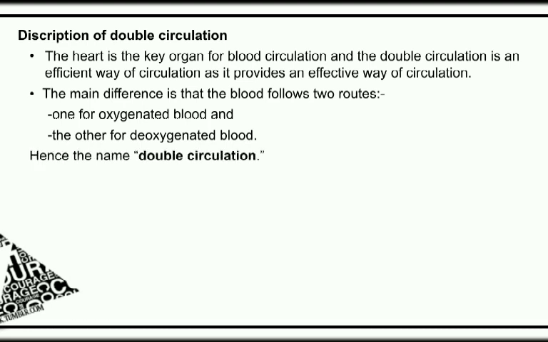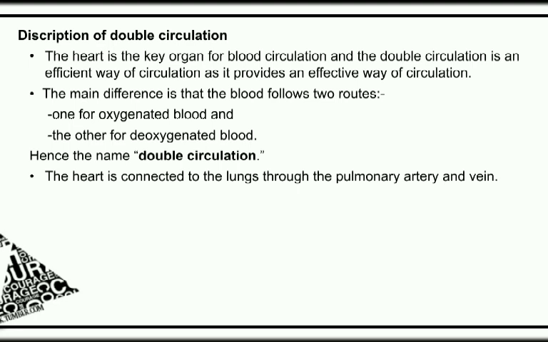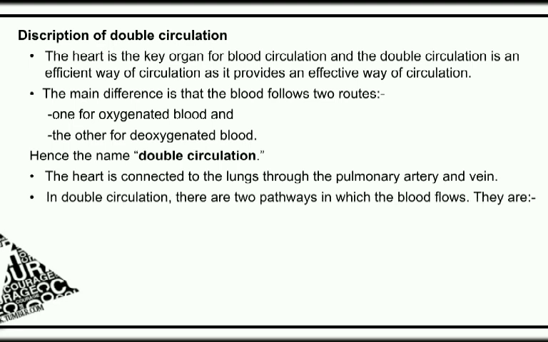Hence the name is called double circulation, because both oxygenated and deoxygenated blood flow in our body. So these are called double circulation. The heart is connected to the lungs by the pulmonary artery and vein. Double circulation has two paths in which the blood flows. Number one, pulmonary circulation.